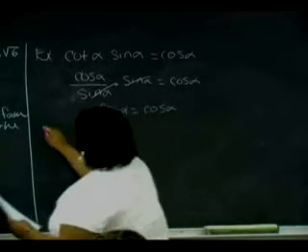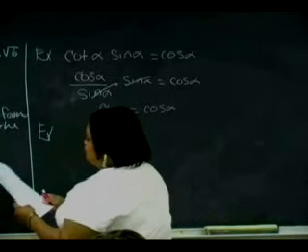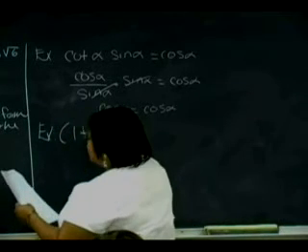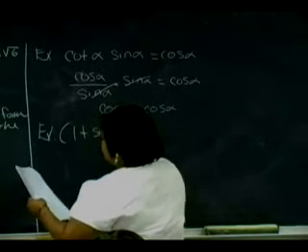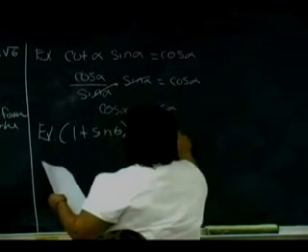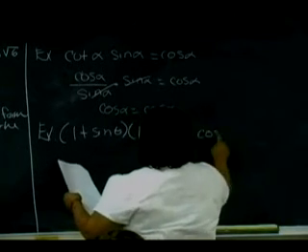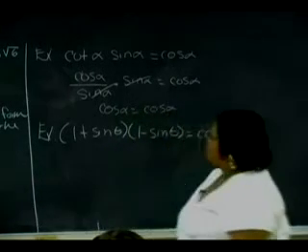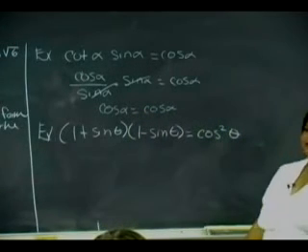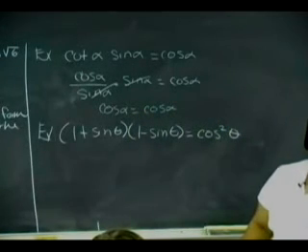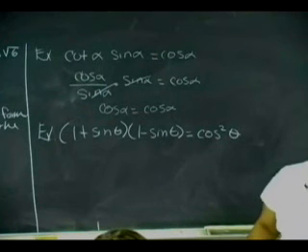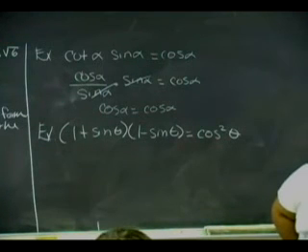Let's look at another one. 1 plus sine theta times 1 minus sine theta equals cosine squared theta. Now, you tell me, how do I want to start?